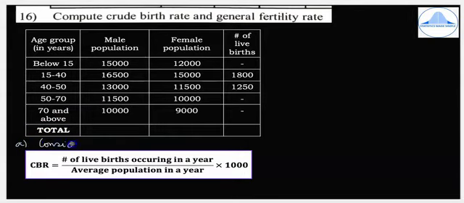I'll write, consider CBR is equal to number of live births occurring in a year divided by average population in a year into 1000. When we calculate CBR, the average population will comprise both the male population and the female population. When we add up the male population values, we will get 66,000, and when we add up the female population values, we get 57,500. Now let us also add up the number of live births, which is 3050.